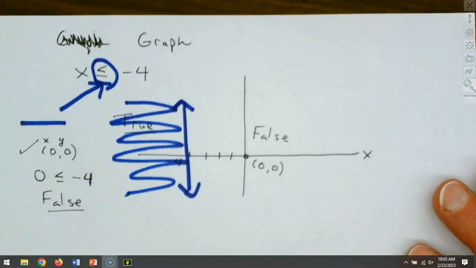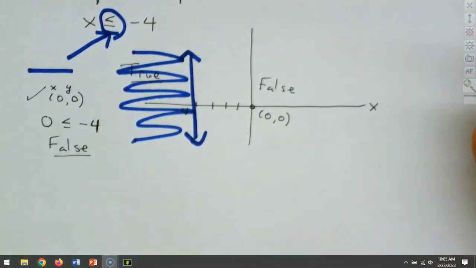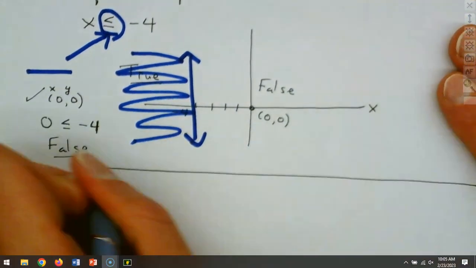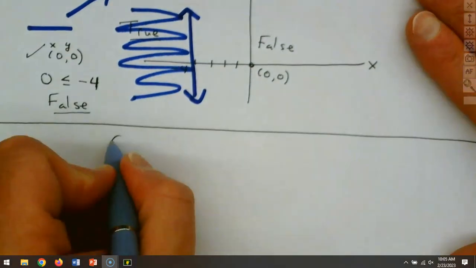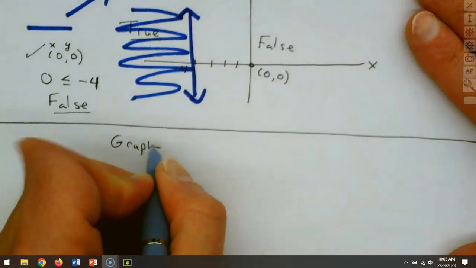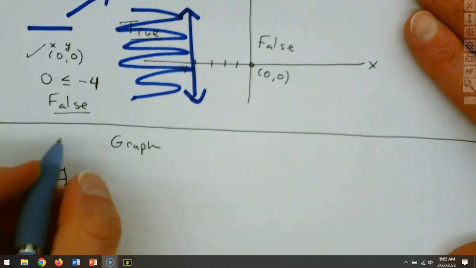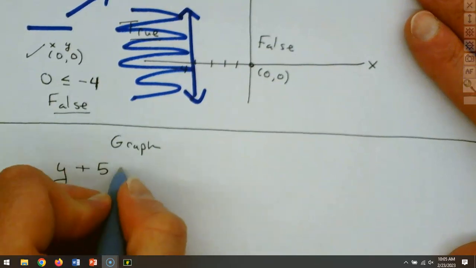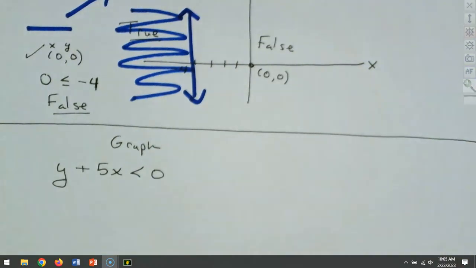Okay. Let's do one more. And this one's going to go through 0, 0. So we're going to have to pick a different point. So we want to go ahead and graph this one.